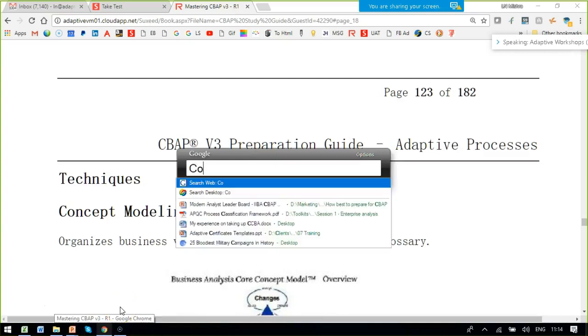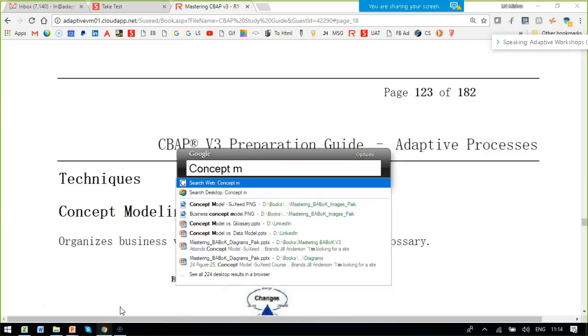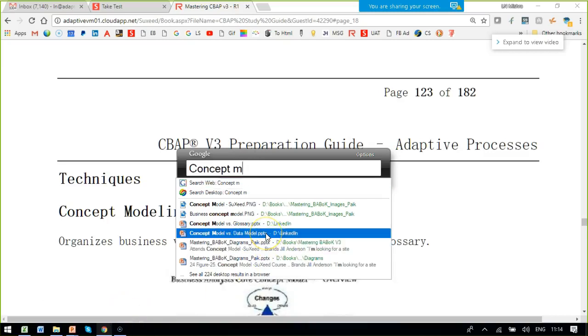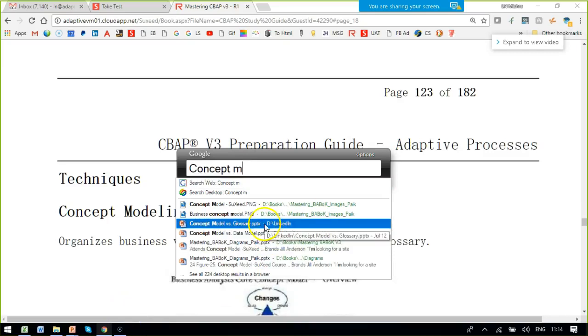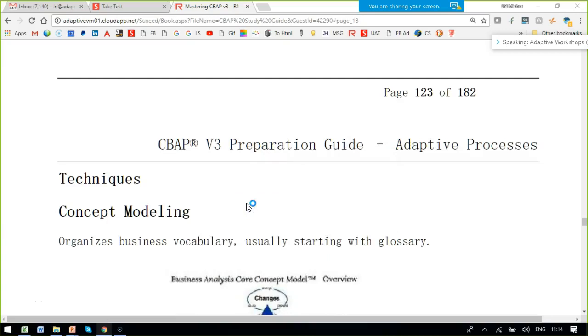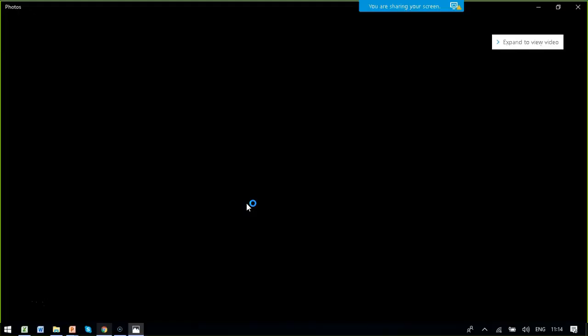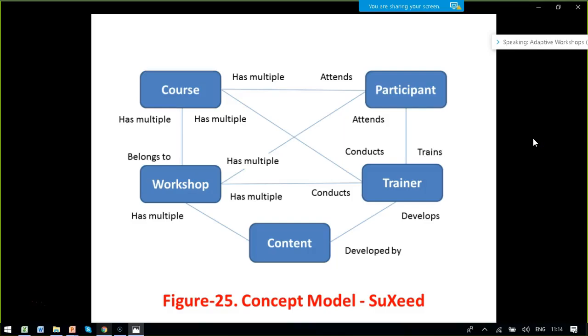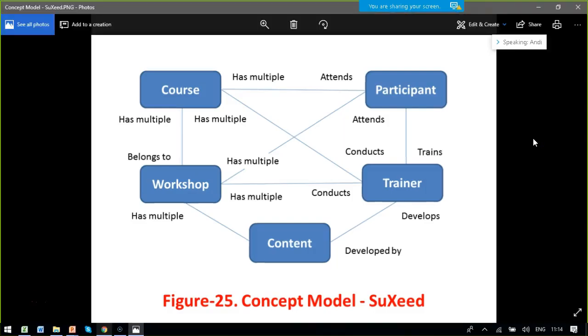Any idea? What is a concept model? And what's a glossary? Anyone can help me? It's taking so long to open this diagram. Are you looking for a definition of glossary? How do these two actually work together?